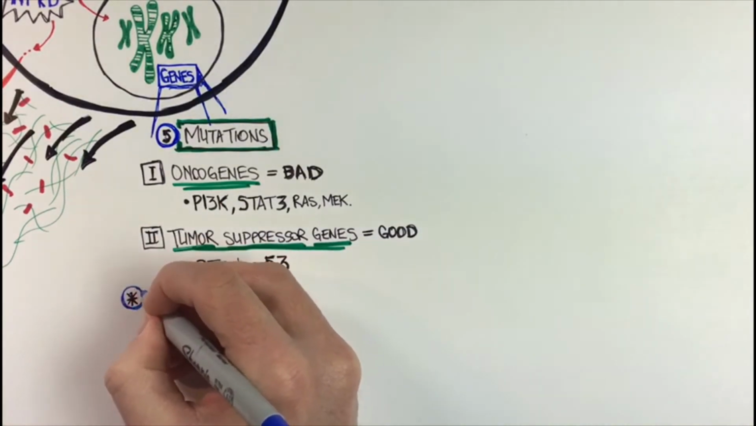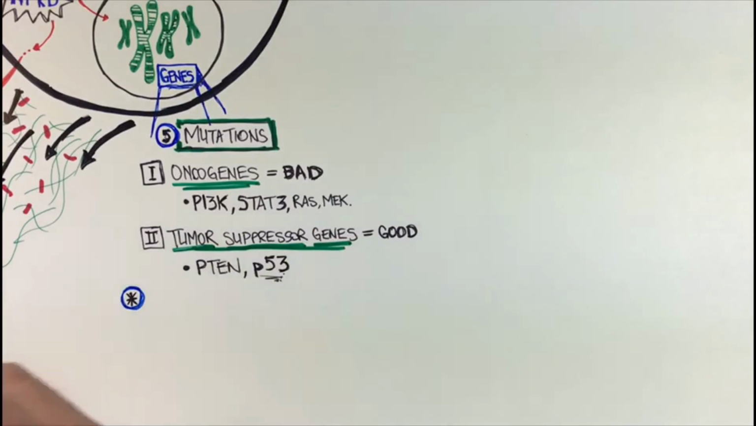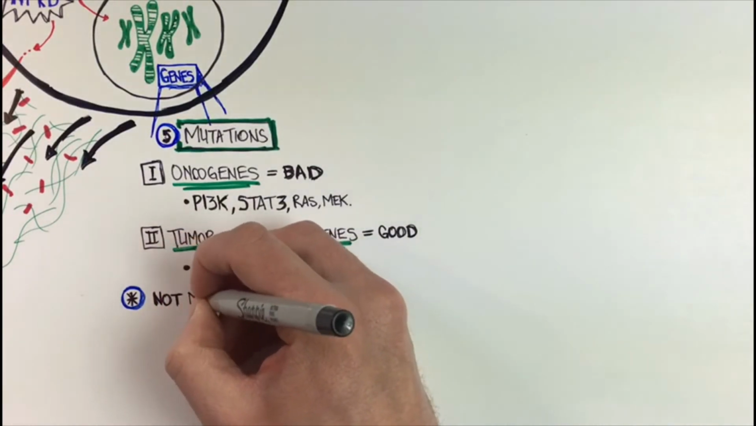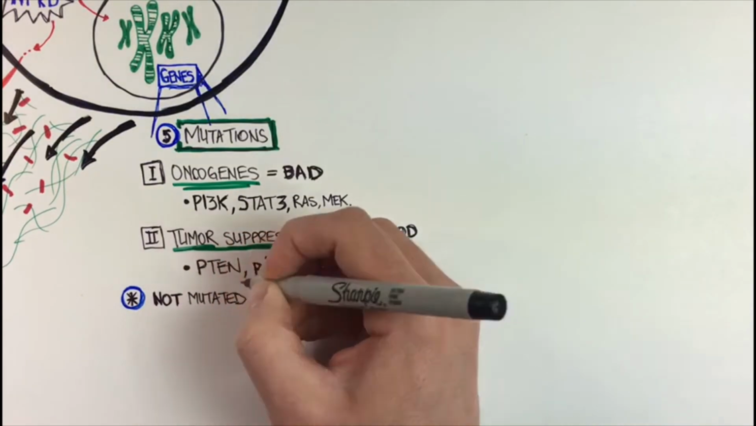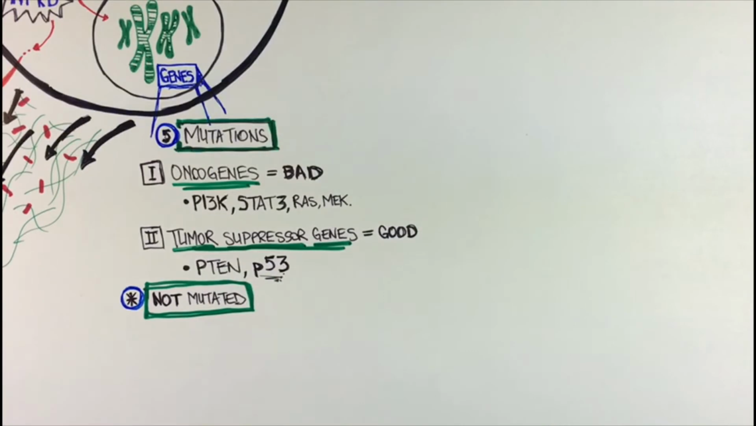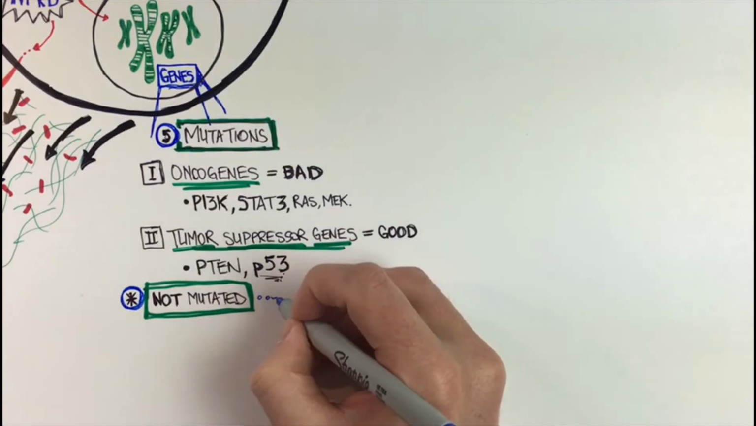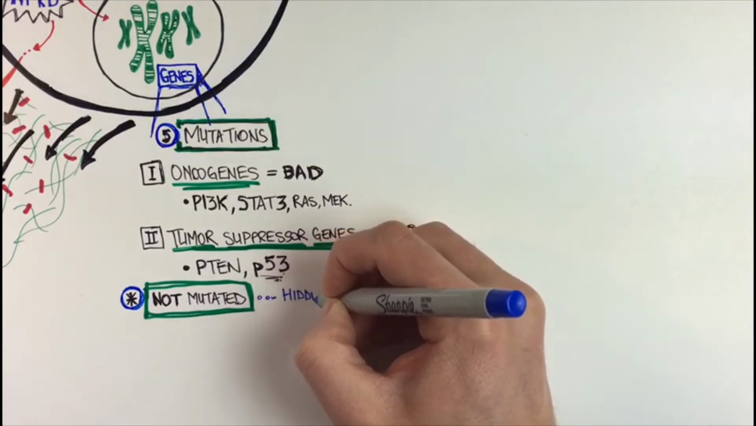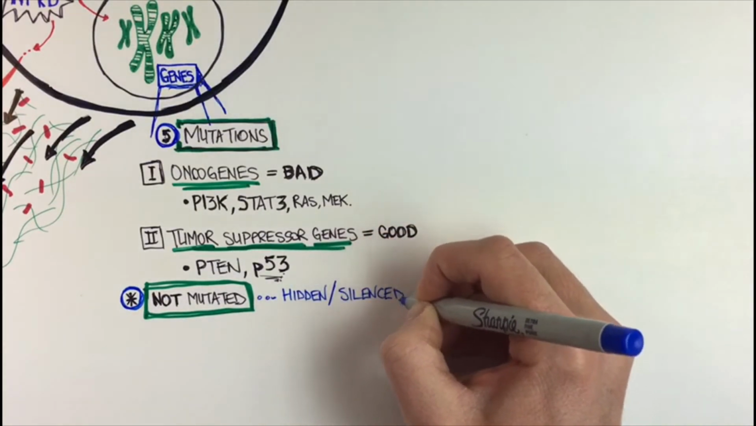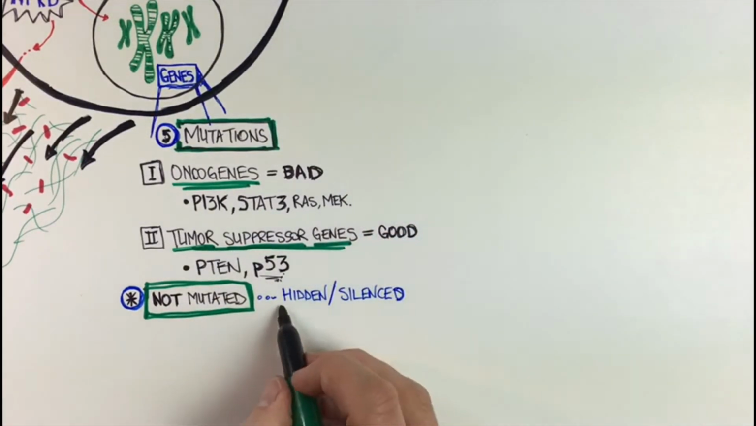Now, we can't do anything at this point in time to a mutated gene. When a gene becomes mutated, we can't correct it. There's no supplement, there's no chemotherapy or drug at this point that can correct an oncogene mutation or a tumor suppressor gene mutation. We can't do anything there.